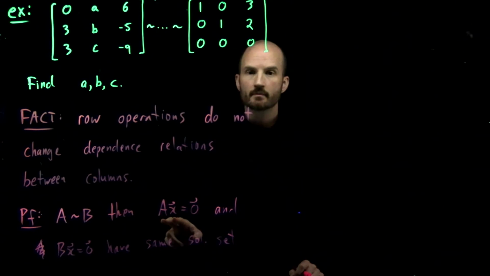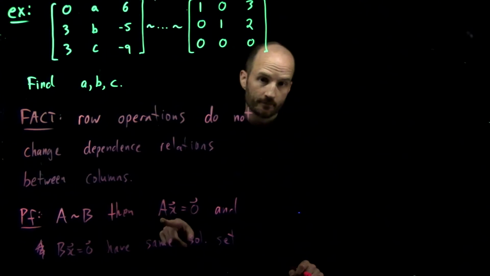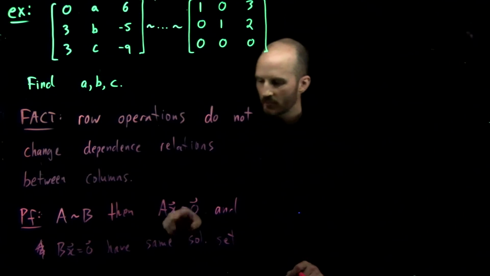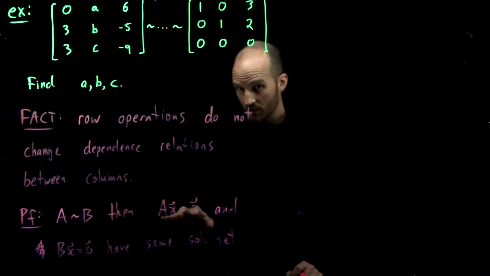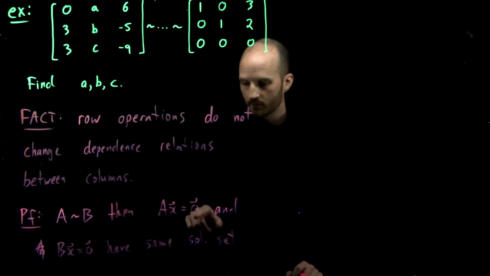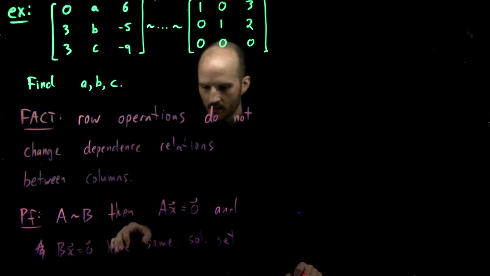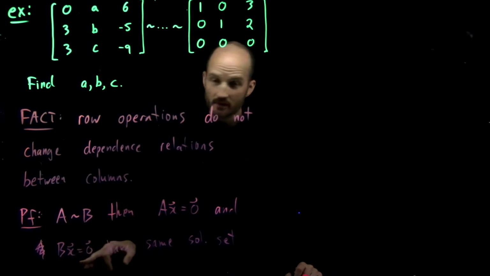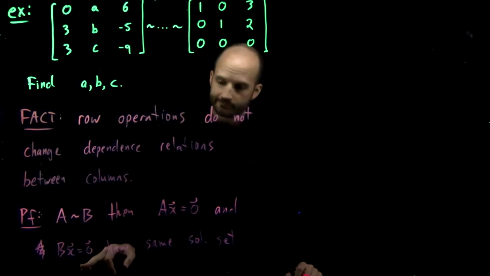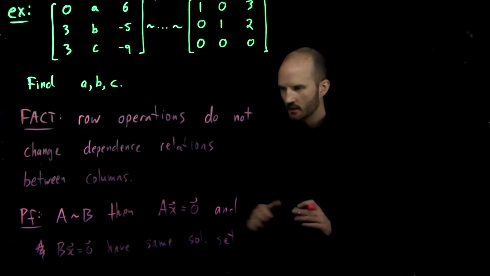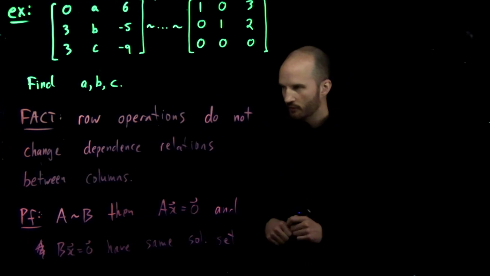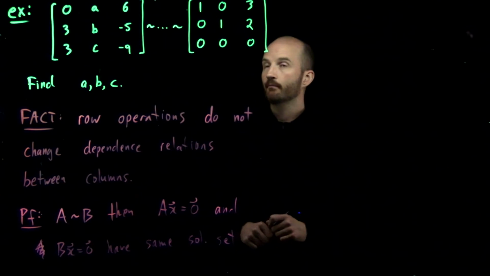But what is A times X? A times X is a linear combination of the columns of A. So what I have here is written as a matrix equation, but you can write it as a vector equation. You have a linear combination of the columns of A equal to 0. So I have a dependence relation between the columns of A, and that same dependence relation must hold here. So that's in a nutshell the proof of this fact. We're going to make use of it right now.